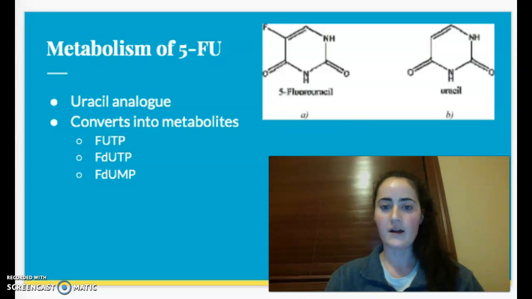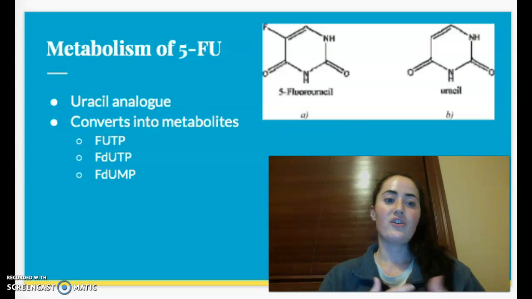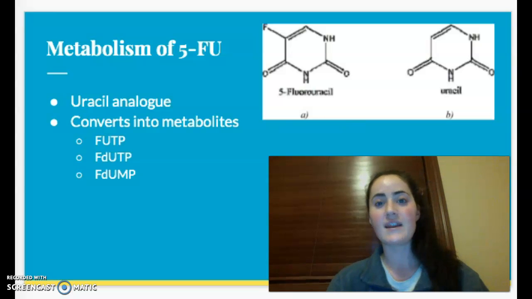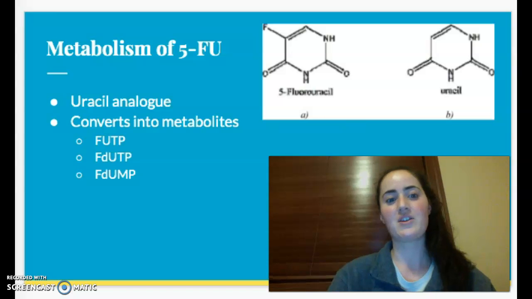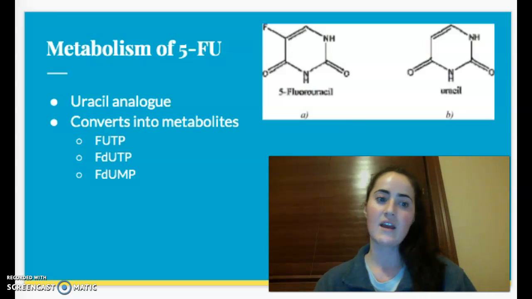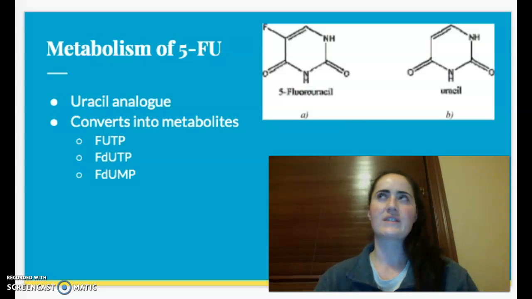So overall, the metabolite FUTP is going to alter RNA processing and overall function, whereas FdUTP and FdUMP are going to cause direct DNA damage. And all these processes can affect RNA as well as DNA and cause cell death, or apoptosis, as a result. One thing I did want to go over is the central dogma of molecular biology.